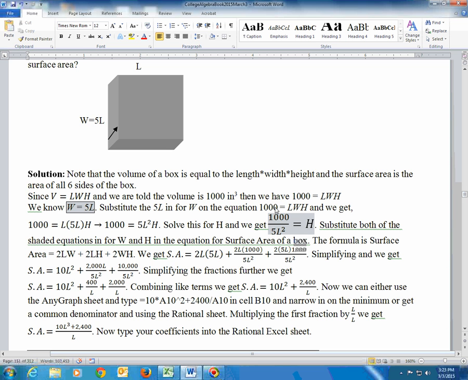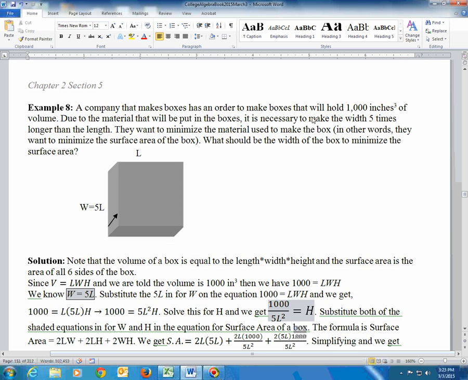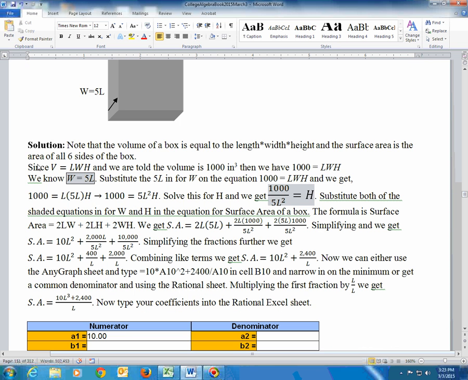But let me substitute something else in here. The width is given to us up here: the width is 5 times longer than the length. Width is 5 times the length. So I can substitute 5L in for W on this equation. 5L times L is 5L squared. Now solving this for H, you get 1,000 over 5L squared. So that's what the height is.